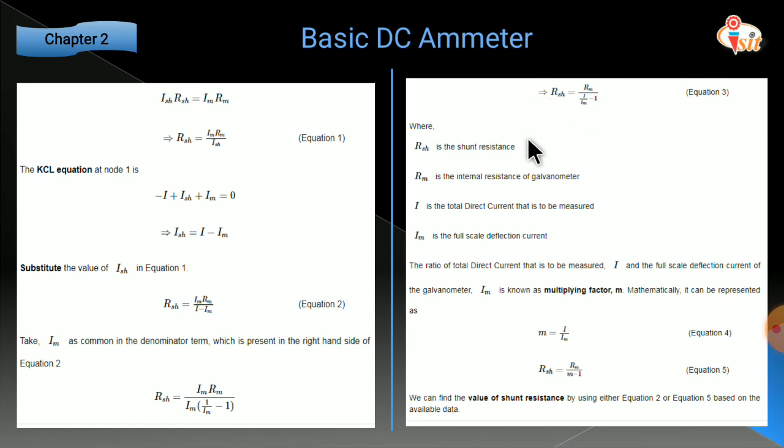Now we will see one by one the terms used here. RSH is the shunt resistance. Rm is the internal resistance of the galvanometer. I is the total direct current to be measured. Im is the full scale deflection current. The ratio of the total direct current to be measured, I, and the full scale deflection current of the galvanometer, Im, is known as the multiplying factor.